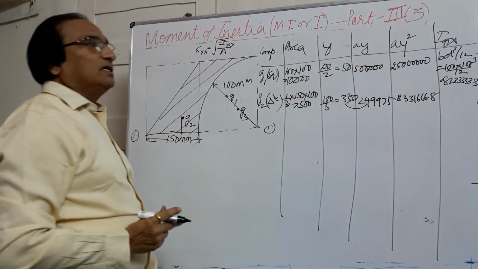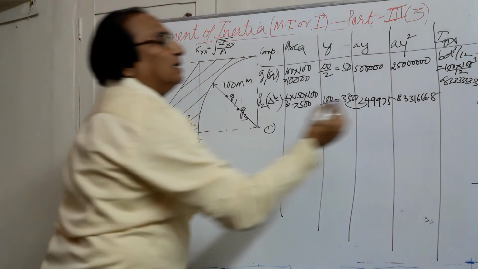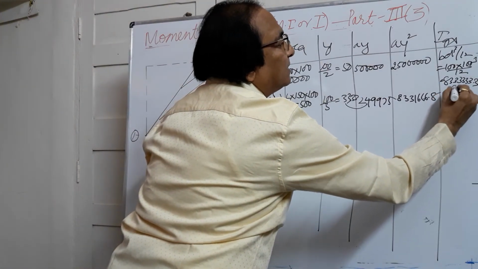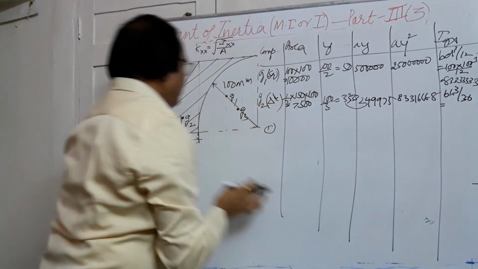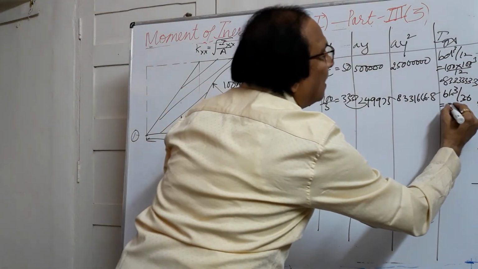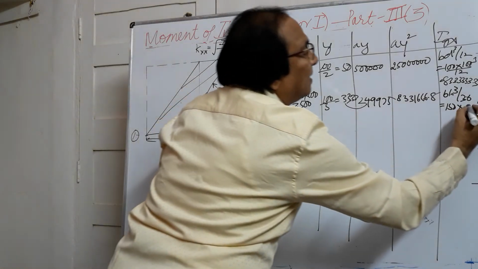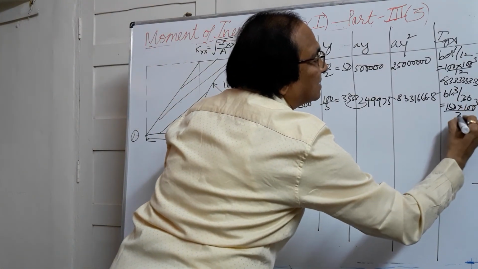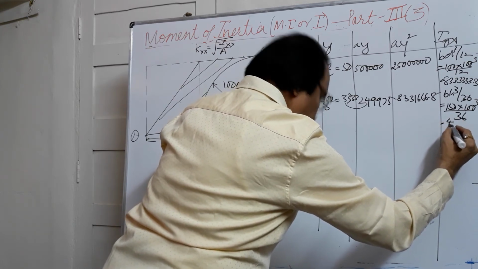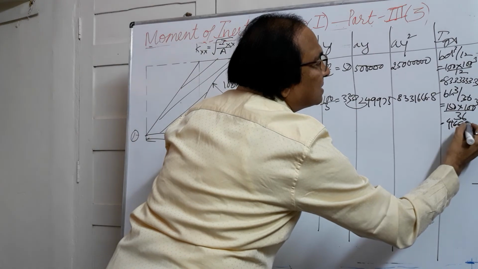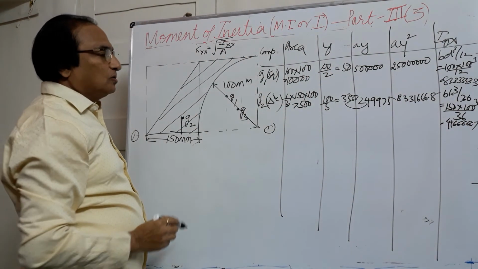And the moment of inertia of a triangle is BH cube by 36. If I write the formula, BH cube by 36, where B is the base 150, H is the height of the triangle which is equal to 100 mm. If you simplify this, you get the value as 4166666.7.